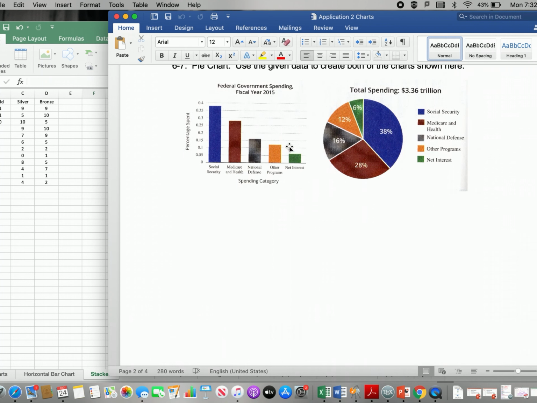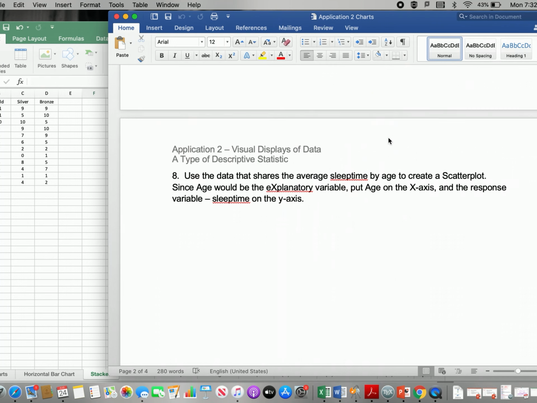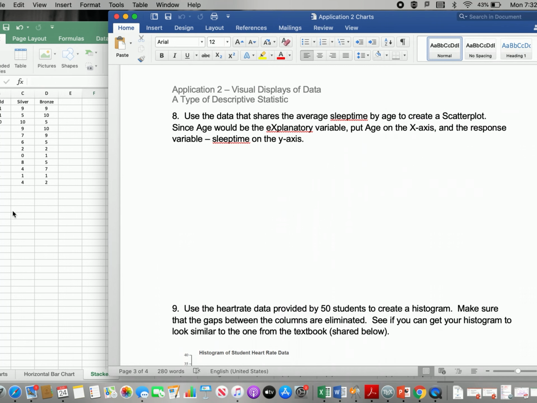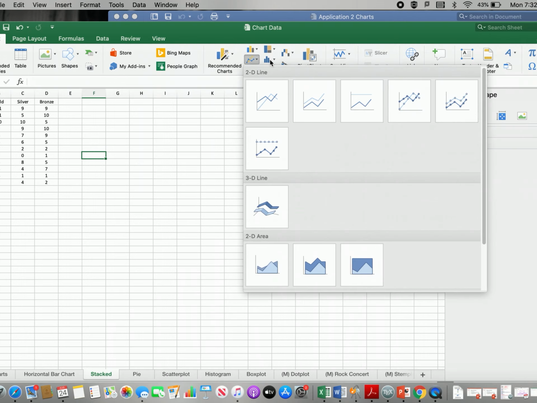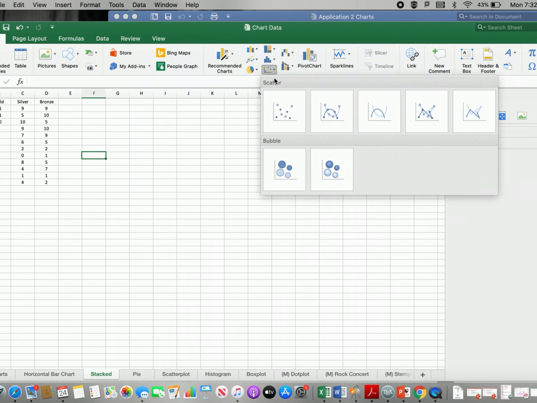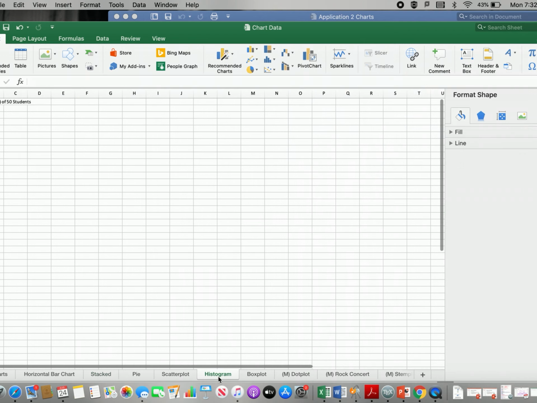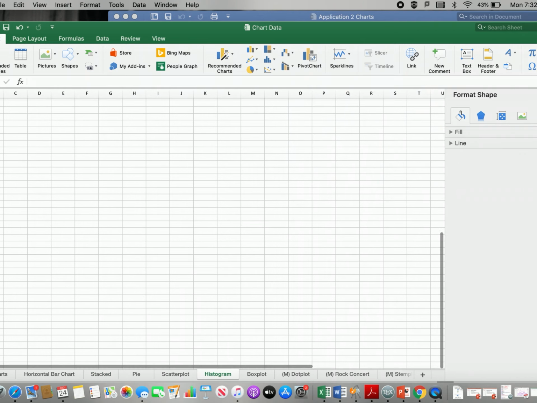So here you need a bar graph and a pie chart. This one you need a scatter plot. So again, that can be found up here. You'll get a scatter plot from this one here. And then the other one you need is a histogram. So you're going to create a histogram of all this data. Again, it is an option up here.